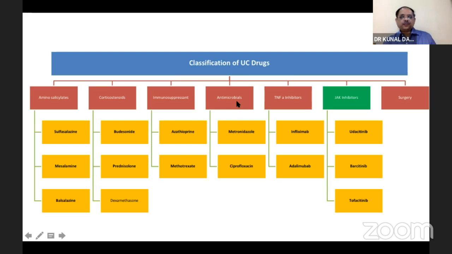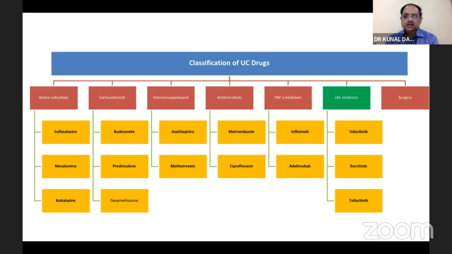Antimicrobials, in a case of active disease, we might need to use antimicrobials, which include metronidazole, ciprofloxacin, doxycycline, and many others. TNF alpha inhibitors are the second or third line drugs to be used, biologicals, infliximab and adalimumab. They are very useful, especially in certain conditions. But at the same time, you have to be careful what you are utilizing. There may be specific indications, and also there's an expense attached to it. Then there are the JAK inhibitors, which Dr. Chaudhary will discuss in detail. And the last but not the least, surgery.